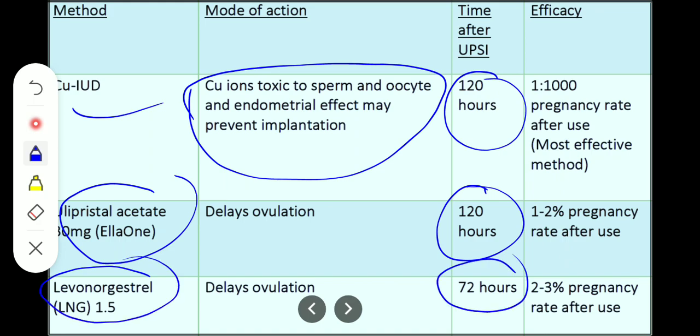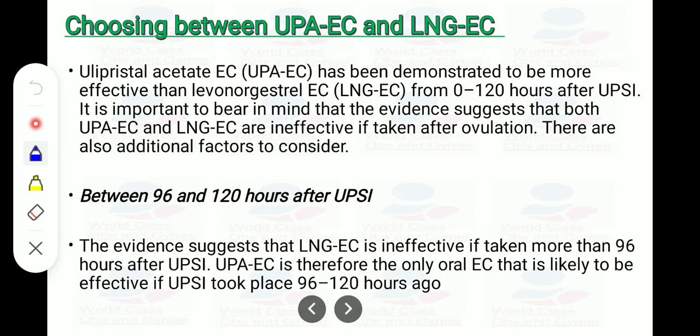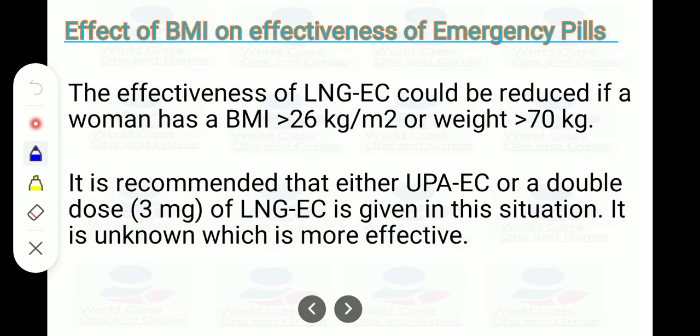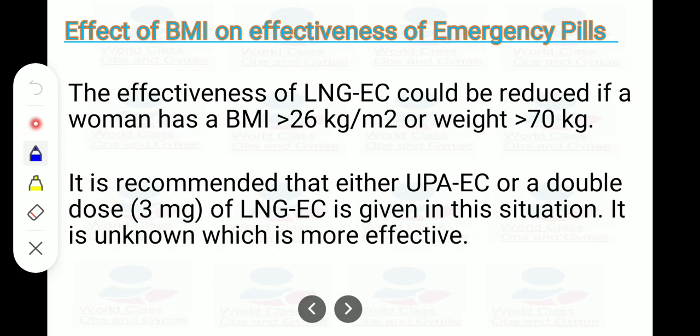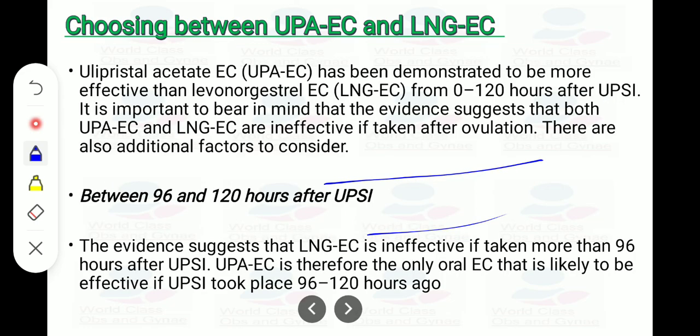So the mechanism of action of these pills is that they both prevent ovulation, and the most effective is the copper IUCD. The pregnancy rate with copper IUCD is 1 in 1,000, with ulipristal 1 to 2%, and with levonorgestrel 2 to 3%. So the most effective is the copper IUCD. Next is ulipristal, and third is levonorgestrel.